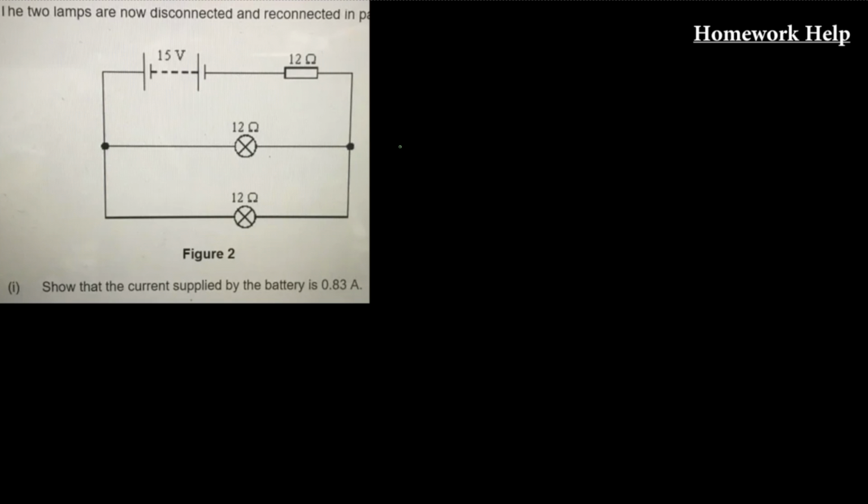Hello. So you're trying to show that the current supplied by the battery is 0.83 amps. So what you've got to do is you need the formula V equals IR. V stands for voltage, I stands for the current, and R stands for resistance. Resistance is measured in ohms, as I can see in this diagram. Current is measured in amps, which is A, and V is measured in volts.